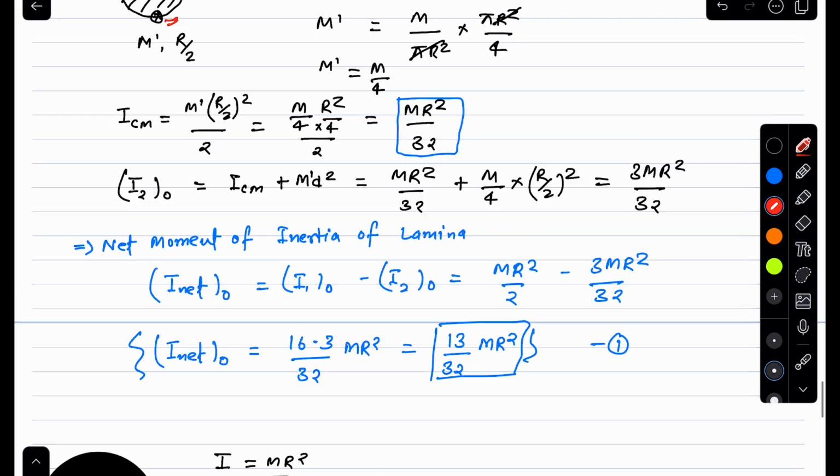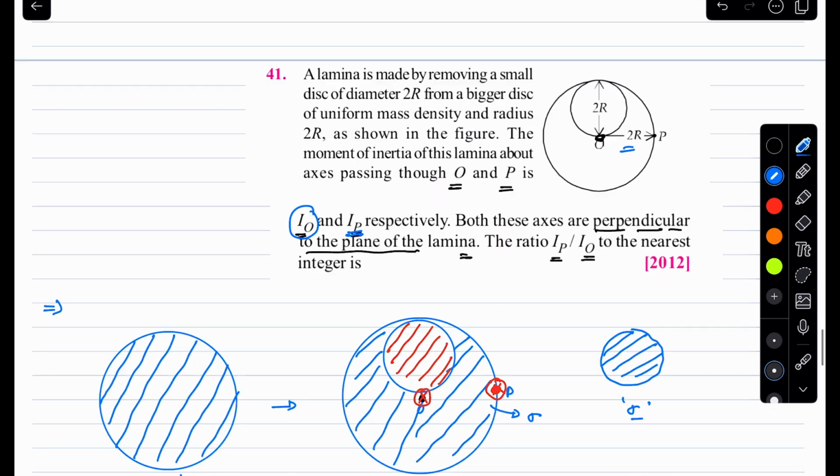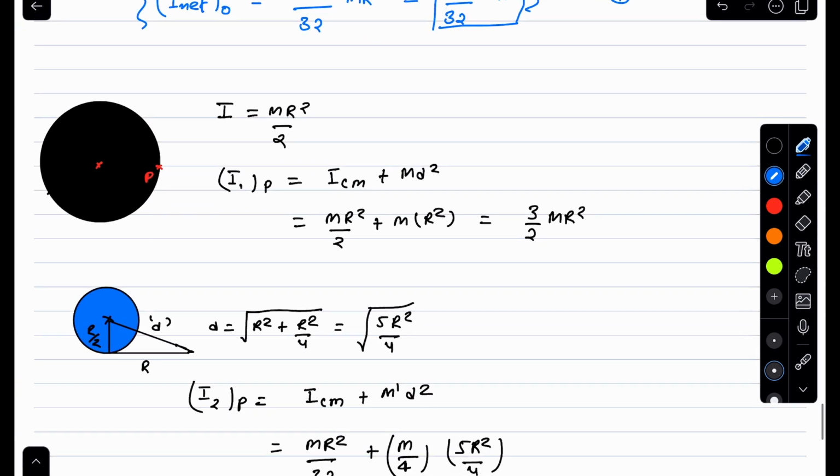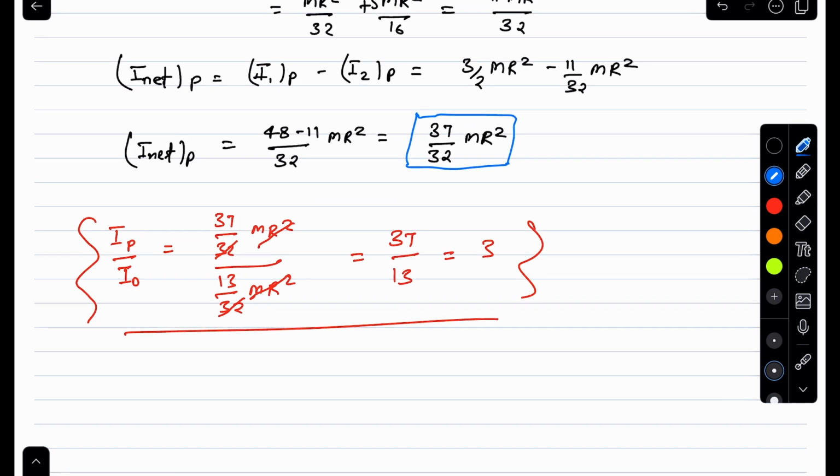Look here, in this question I have taken this radius as r instead of 2r, and finally because I need to find just the ratio, it is not going to affect the total calculation. It will be just 3.